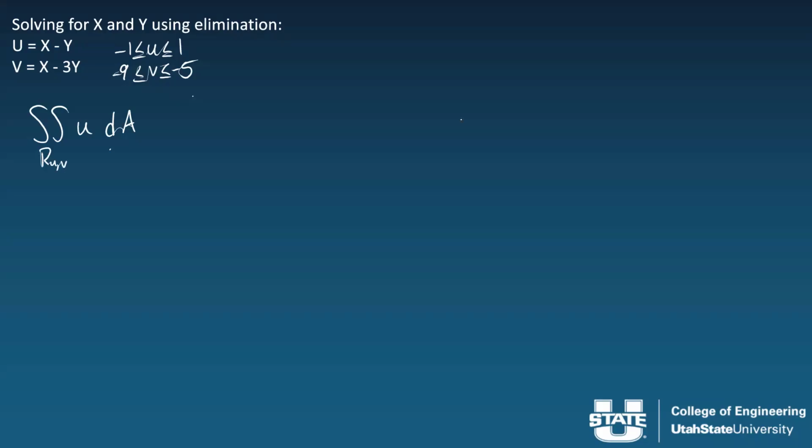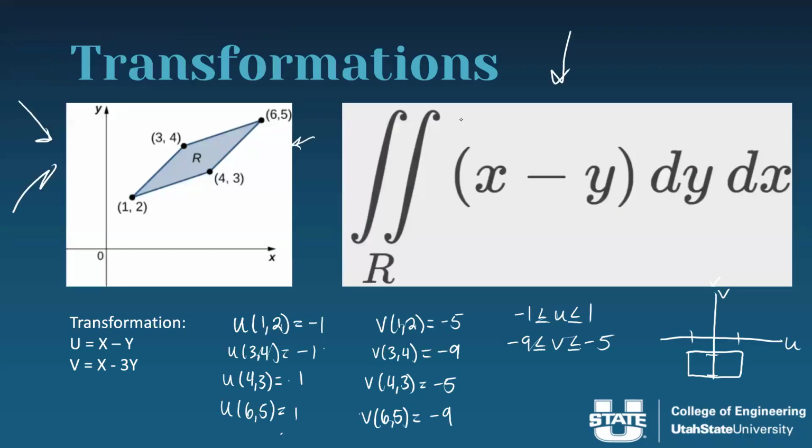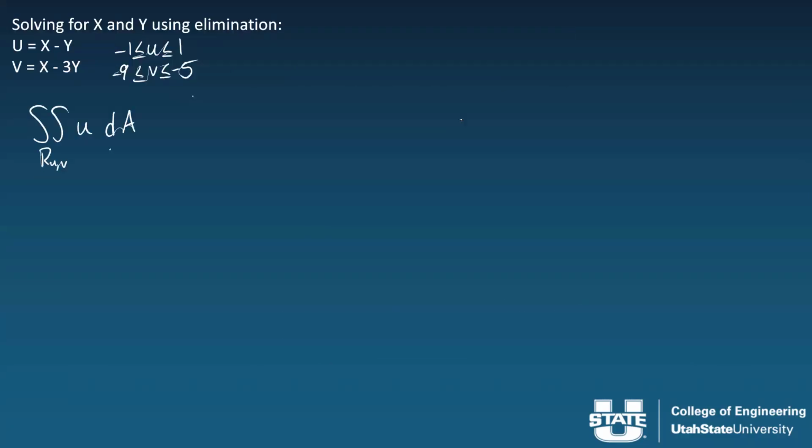Now, normally, that's fine. However, when we changed from this parallelogram into this rectangular form, there's a change in the area that we need to account for. That change is called the Jacobian, and we need to multiply it inside of our integrals in order to get the right answer.